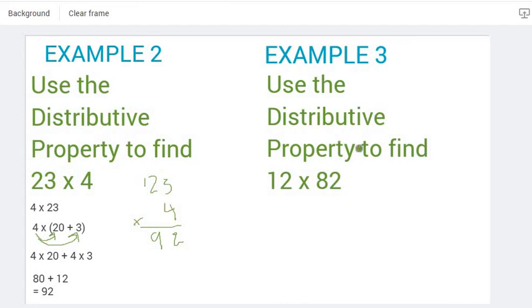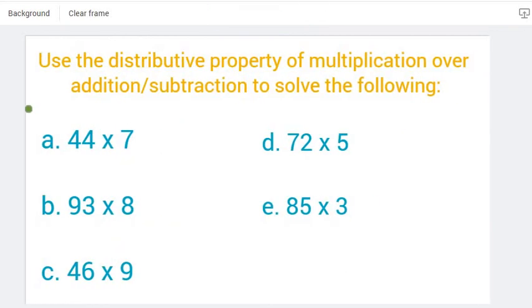Alright, I think you can do example 3 by yourself. Remember, always write the bigger number in expanded form. So you have 12 times 82, so I would suggest that you split up the 82 and not the 12. Whichever one is the bigger number, that's the one you split up. And do A to E as well.